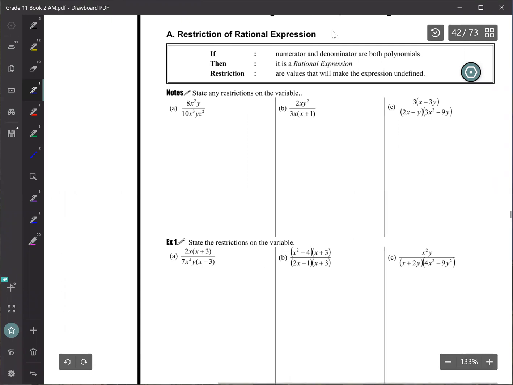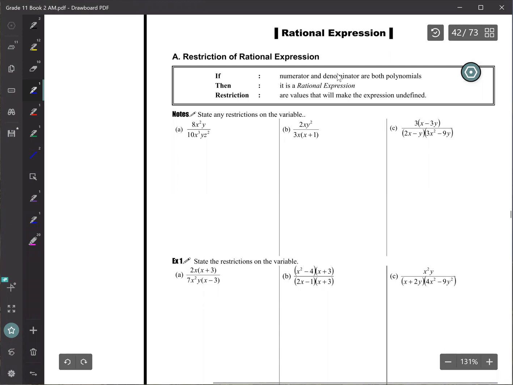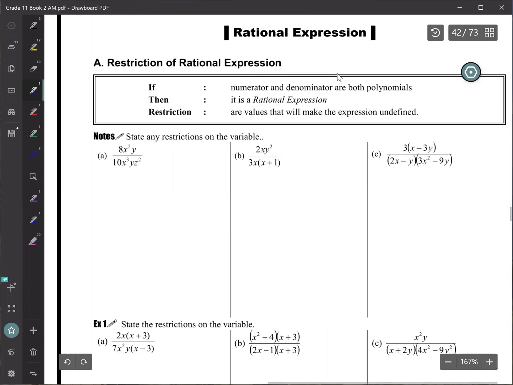Okay, so let's take a look at page 38. This topic is called the rational expression. We'll go over what's inside here. First, we'll be talking about restrictions. Restriction means something you cannot do in a rational expression. Rational means it's a fraction.